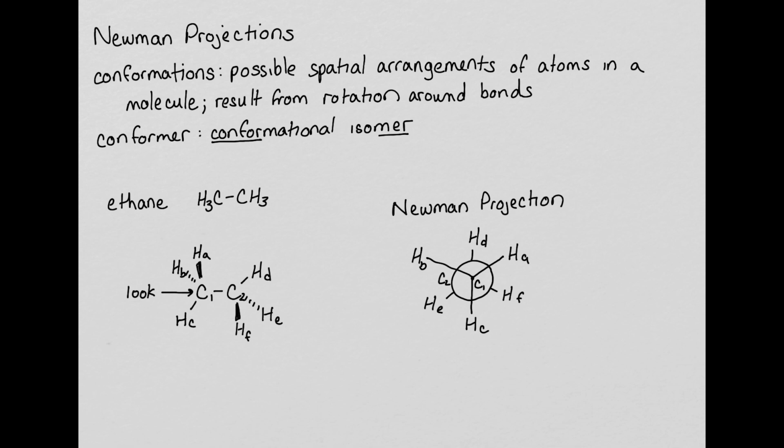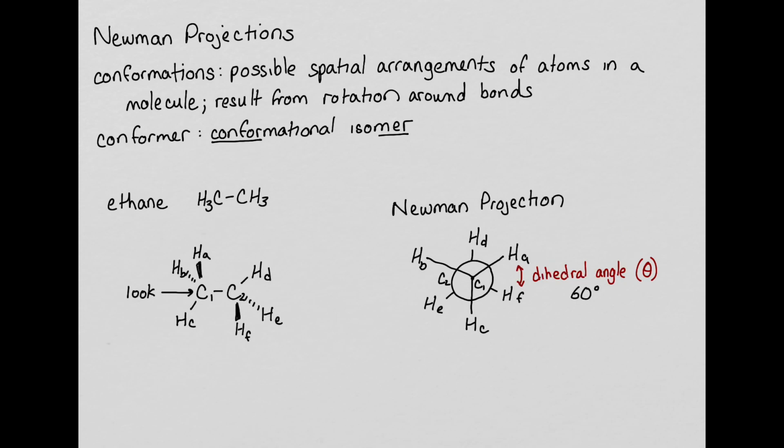We can describe the extent of rotation around the carbon-carbon bond using something called the dihedral angle. The dihedral angle is the angle between one bond on the front carbon and one on the back carbon, and is represented by theta. The dihedral angle in this particular conformer is as large as it can possibly be for ethane, 60 degrees.